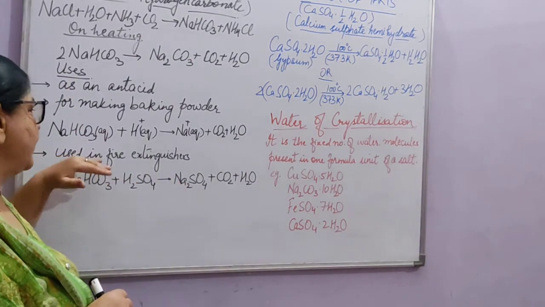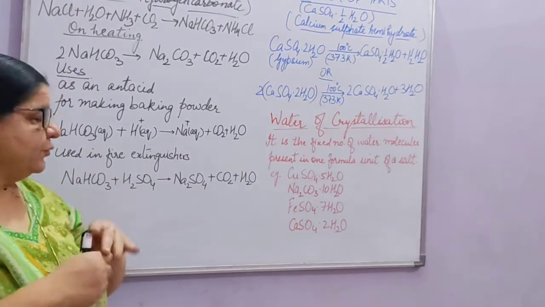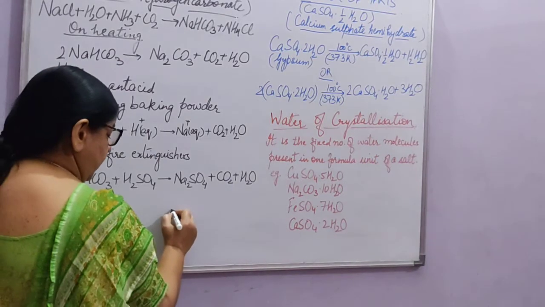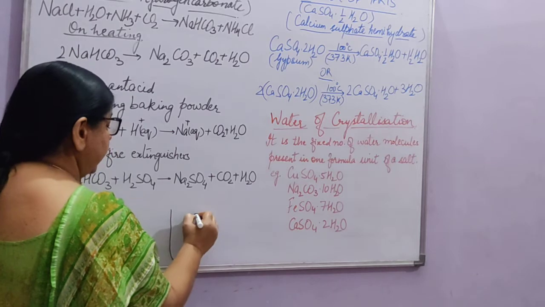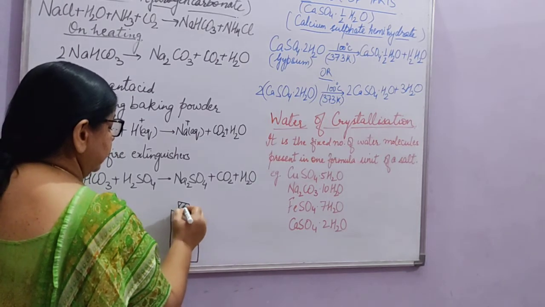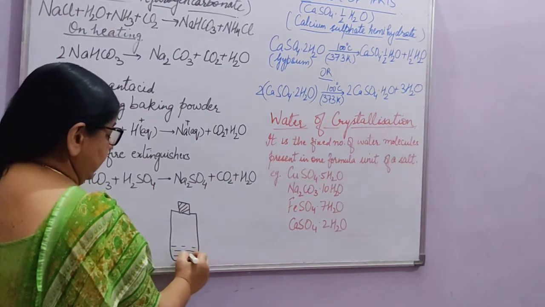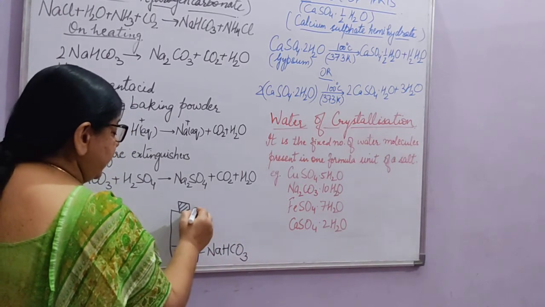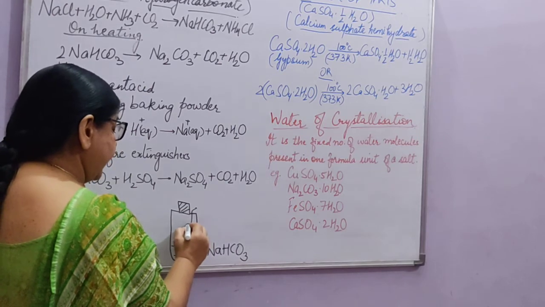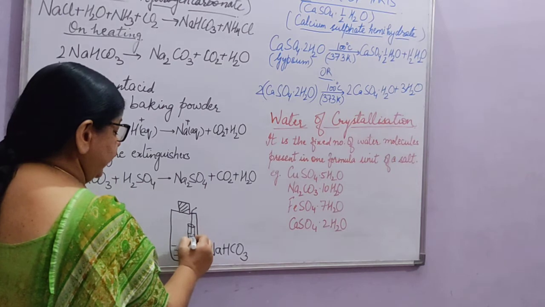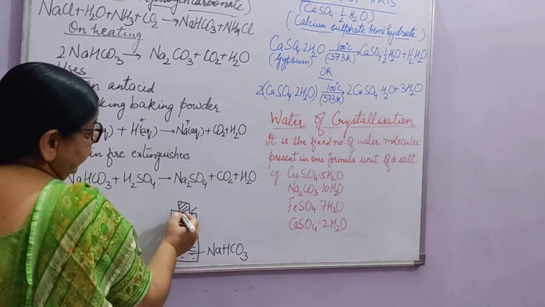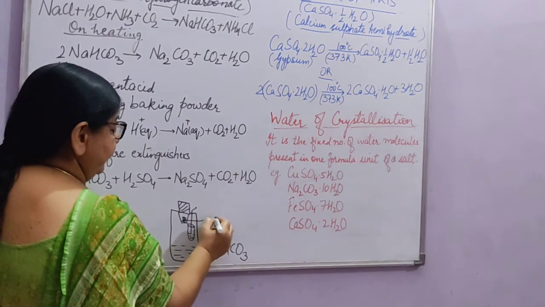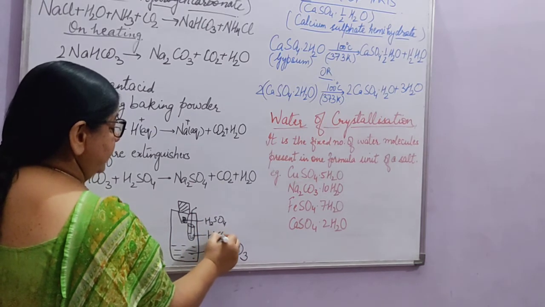Then next, it is also used in fire extinguishers. In fire extinguishers, what happens? This sodium hydrogen carbonate is made to mix with H2SO4. Suppose this is a fire extinguisher bottle, right? Here in this bottle, this NaHCO3, that is sodium hydrogen carbonate, is put. And a bottle in which H2SO4 is put, either we can hang it like this, or here also a bottle can be put having H2SO4, either this way or that way.